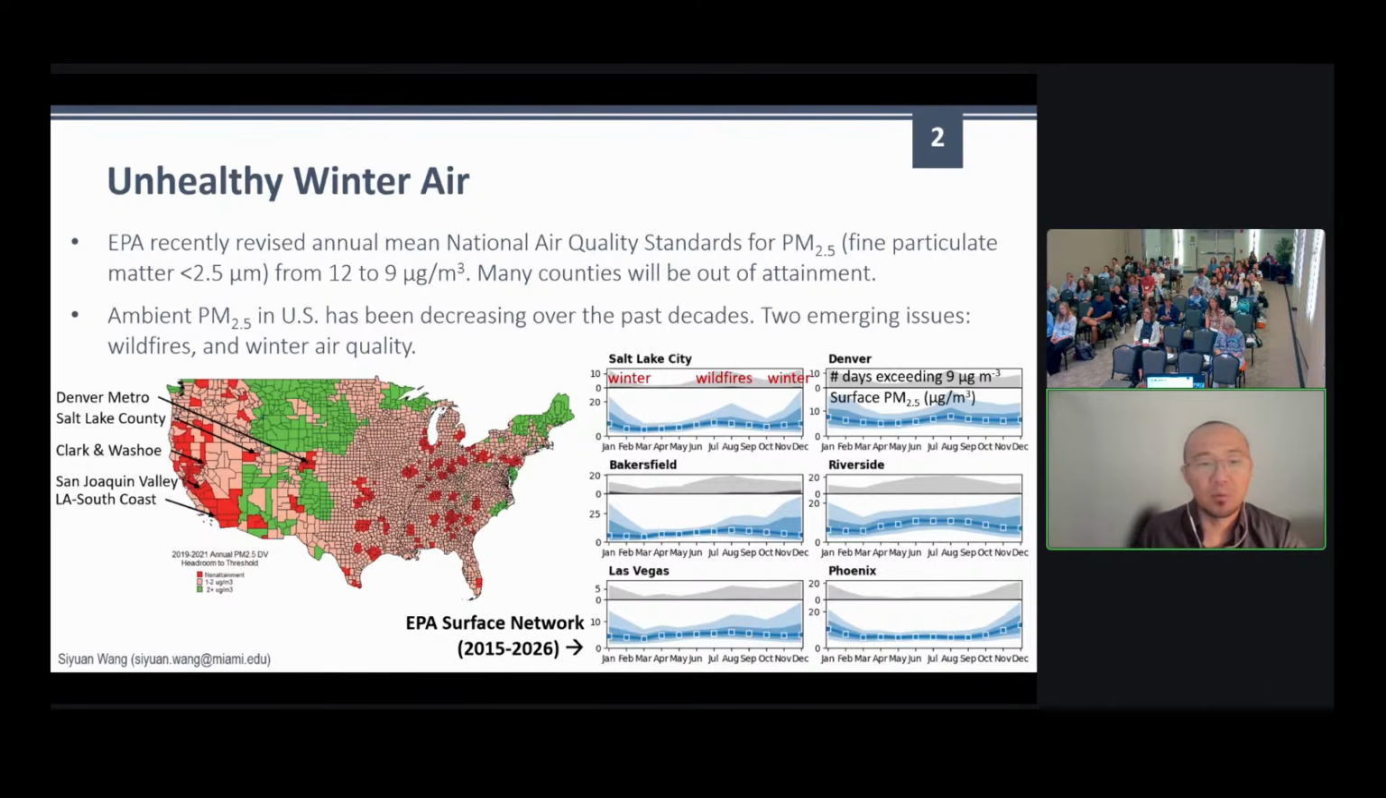So this figure on the right-hand side here basically shows the monthly climatological surface PM2.5 in several major metro areas in the past 10-ish years. And you can certainly see that winter PM issue really sticks out.